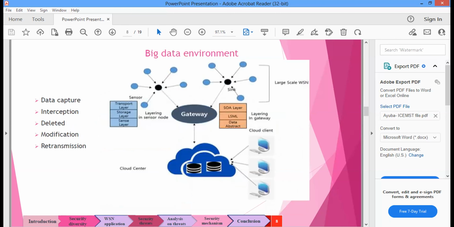Two, we have a big data environment. This is a big data environment. It's a storage from the sensor node to the cloud center, where the major security challenge here is data capture, interception of the data or deletion of the data, and then modification and then retransmission of the data.